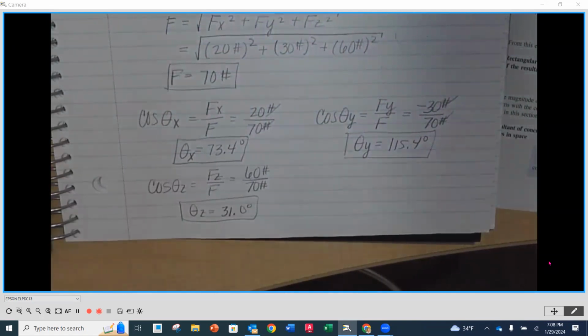So finding the magnitudes, the components, and then the angles, pretty familiar at this point so far. Okay. Get myself straightened out again, where I'm at page wise. 56. Okay.